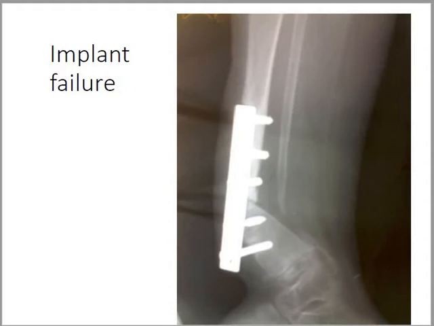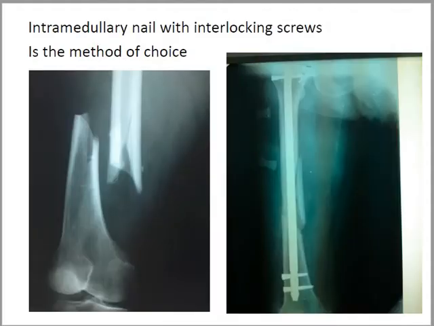In the next slide we talk about the intramedullary nail with interlocking screws, which is the method of choice for treatment of fractures of the femur. This is the method of choice because of the rapid rate of healing. It can be done with a minimal incision or even with a closed method. You sometimes don't need to open the fracture, just make an opening at the end of the bone, then you admit the nail inside the medullary canal and lock it distally and proximally.